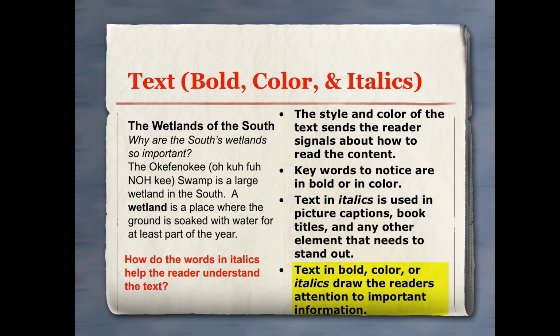So an author will put the text in different fonts, italics, color, so that you will notice it. If we look in this example, the wetlands of the South, that's the title there. How do the words in italics right under it help you understand the text better? So you've got the wetlands of the South, but then right underneath it, it says, why are the South's wetlands so important? Well, there you go. It's like a title that's been turned into a question, so it helps you better understand why you're reading.